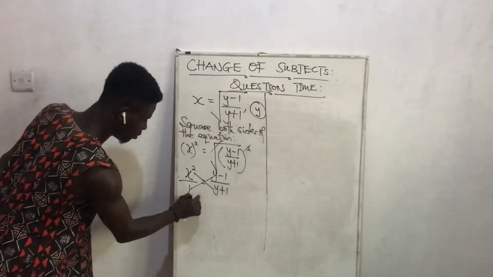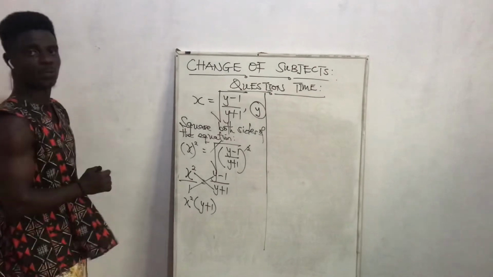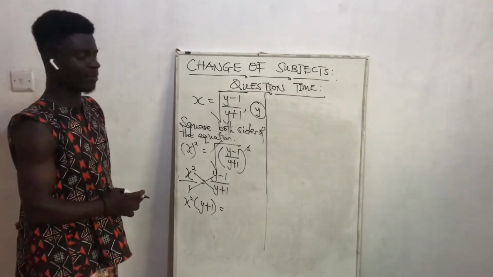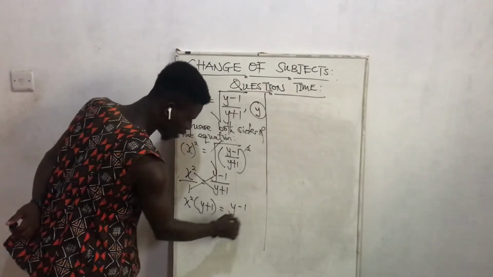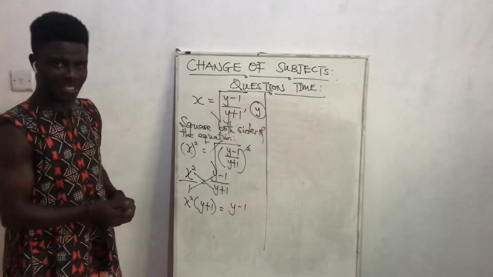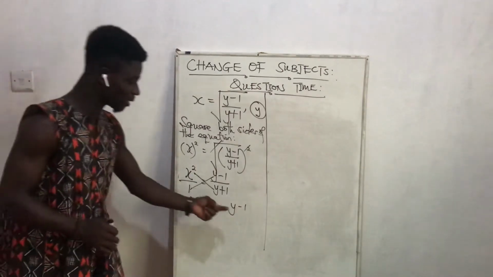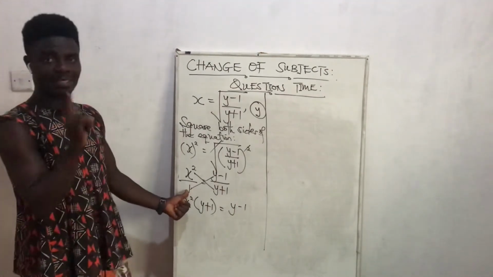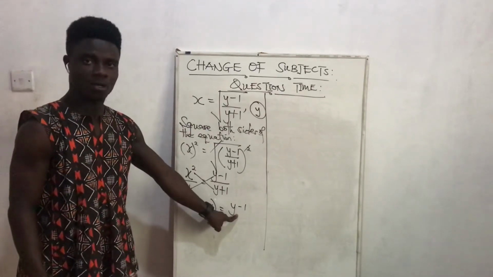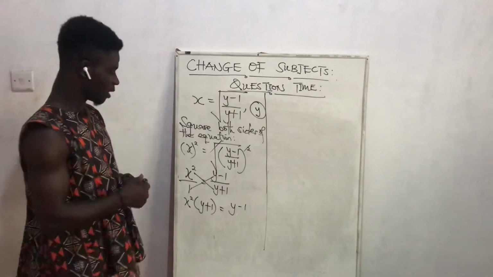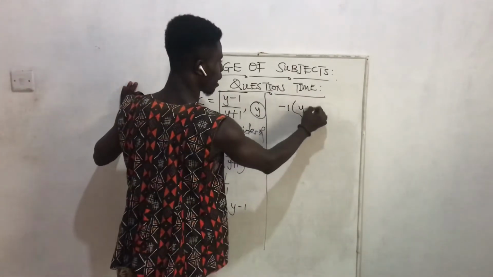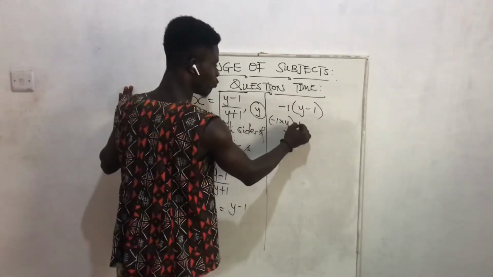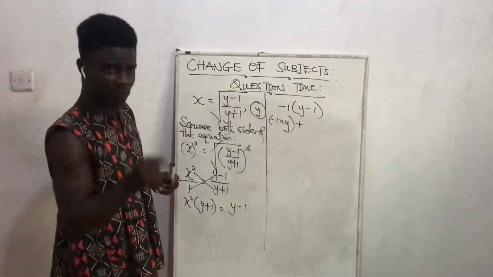So x squared being multiplied by the whole of that expression, y plus 1, equals 1 multiplying the expression y minus 1. So it's the same thing as y minus 1. This one is not negative 1, it's positive 1. That's why I'm saying it's the same thing. But if it was negative 1, then it won't be y minus 1. So please be vigilant.